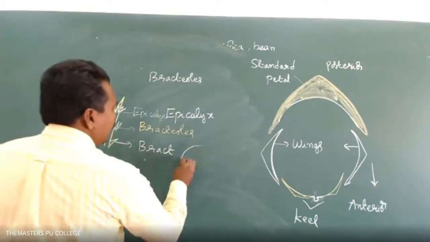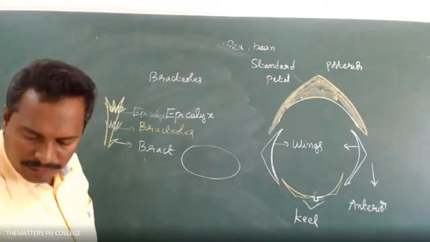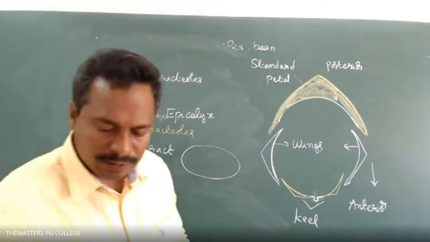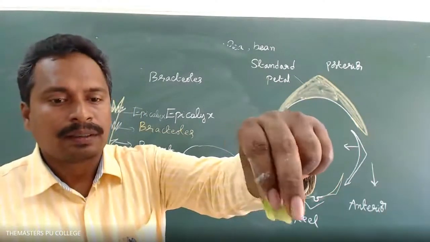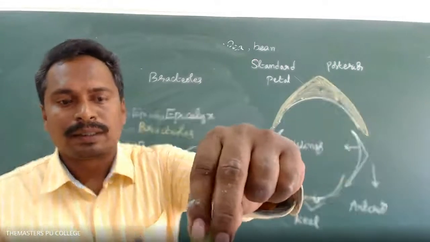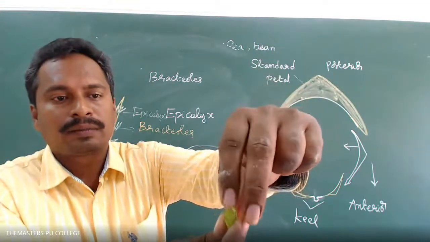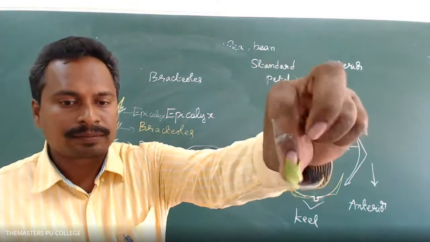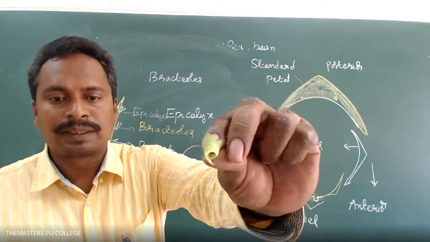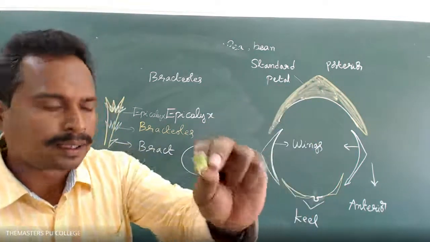Sir, what is the difference between floral appendages and whorls? Floral appendages are arranged in whorls. We have already seen the segments of the calyx. The calyx is arranged in one whorl. Corolla is arranged in one whorl.